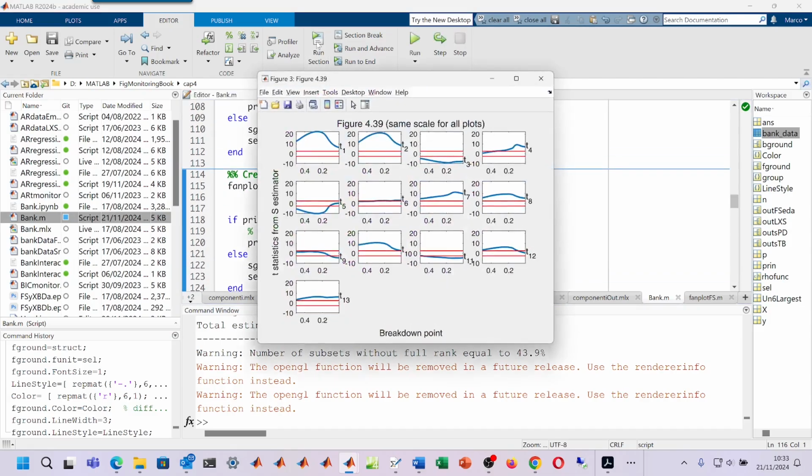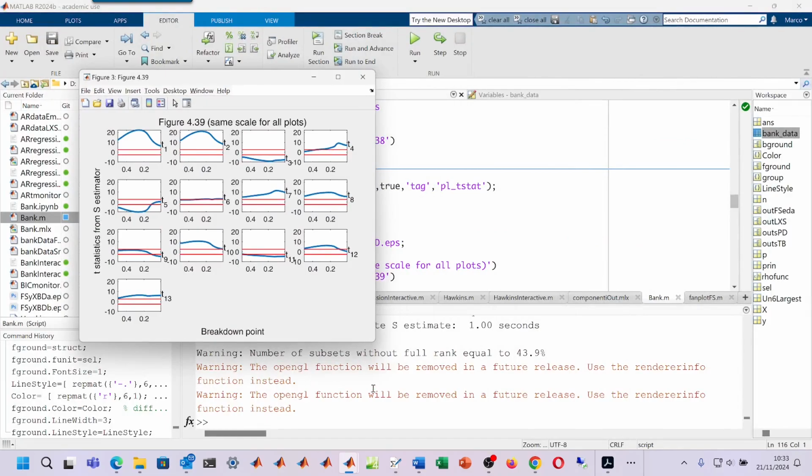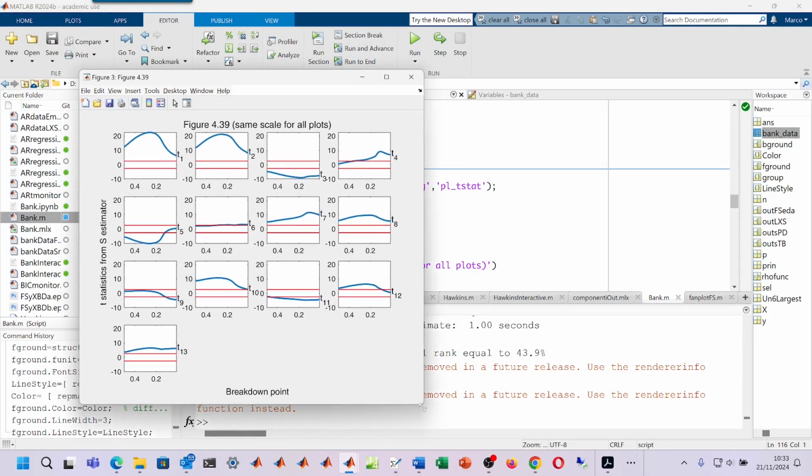Now we go to the monitoring of the T statistics as a function of the breakdown point. This plot uses the same scale in all panels. This is probably more useful than the plot in the book, in which the panels have been automatically scaled. You cannot really tell so easily which variables are significant, which are not significant, and which ones have significance that changes as the outliers enter the subset used in fitting.